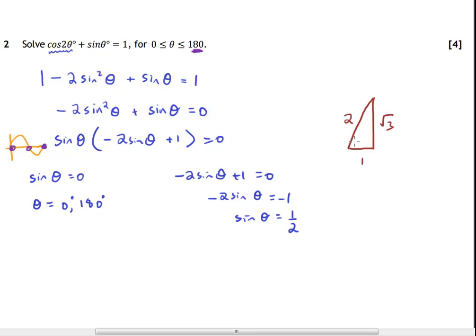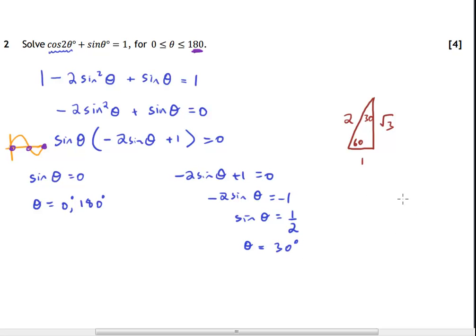1 to √3 triangle, 60 degrees down at the bottom and 30 up at the top, and we're asking ourselves here which of these angles has a sine ratio of 1/2. So which of these angles has opposite over hypotenuse of 1/2, and in this case 30 degrees has an opposite of 1 and a hypotenuse of 2. So our first quadrant angle in here, our first value for theta, is going to be 30 degrees.